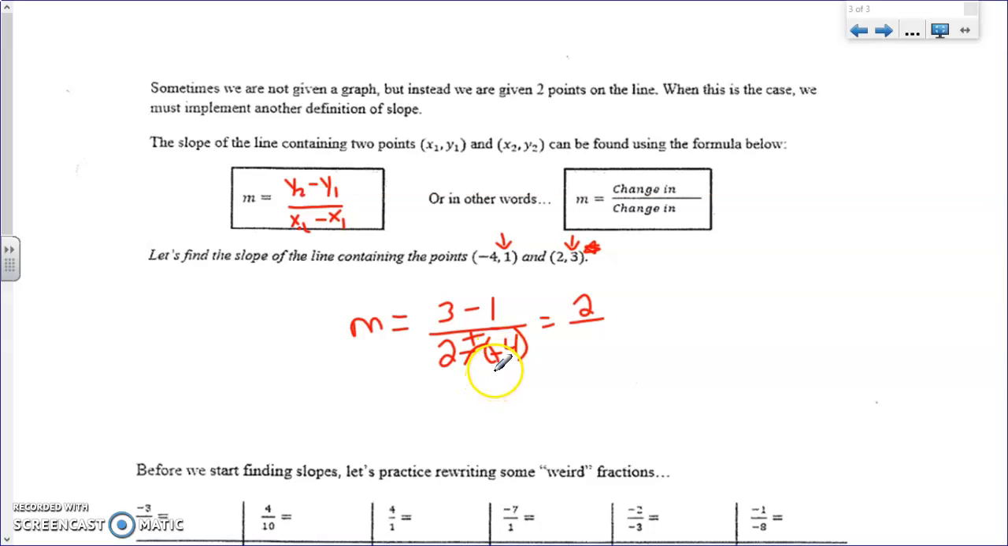Why don't you move there? It's okay. Move so you can see. Now, please. 2 plus 4 is 6. What number will divide into 2 and 6? 2. So 2 goes into 2 one time. 2 goes into 6, 3 times. Remember how we simplify fractions by dividing by a common number?